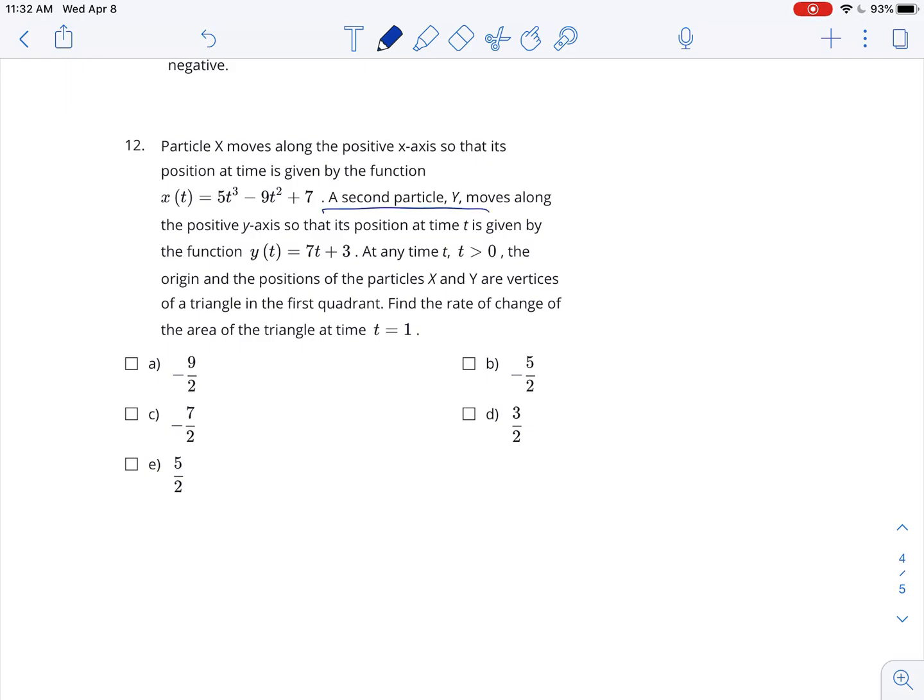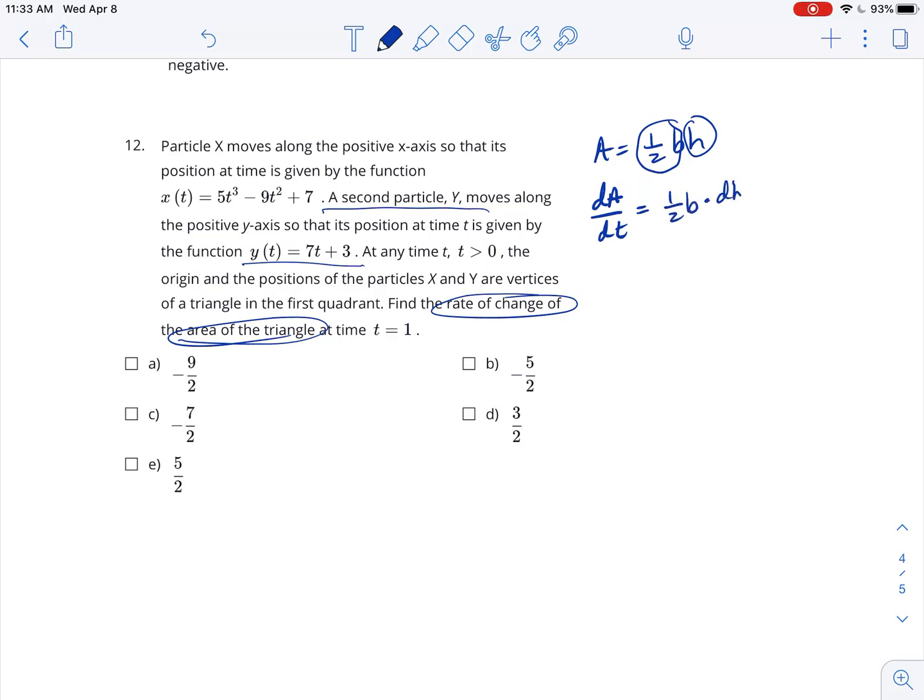All right, I think this is the last one. Particle moves on the exact same thing. A second particle moves on the positive y-axis, so its position is given by this. The origin and the positions of the particles x and y are vertices of a triangle in the first quadrant. Find the rate of change of the area of the triangle. Yikes. Okay, so if I'm looking for the rate of change of the area of a triangle, that's not too bad. Area is 1/2 base times height. And if I want to find that rate of change of the area, well, that's just the derivative, dA/dt.